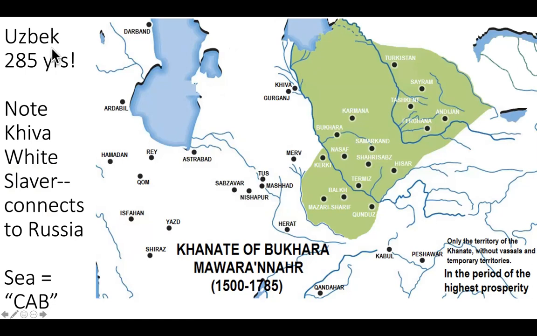So their whole kingdom of Bukhara survived for 285 years. Look at these dates. They've been there a long time. They just haven't pushed south, but they start to do that in 1700.